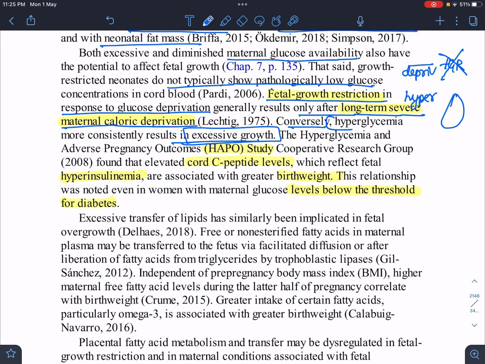Now there was the Hyperglycemia and Adverse Pregnancy Outcome study, the HAPO study, in which they found elevated cord C-peptide levels, which reflected fetal hyperinsulinemia, which reflected high birth weight. C-peptide is the hormone which gets released when insulin is also released.